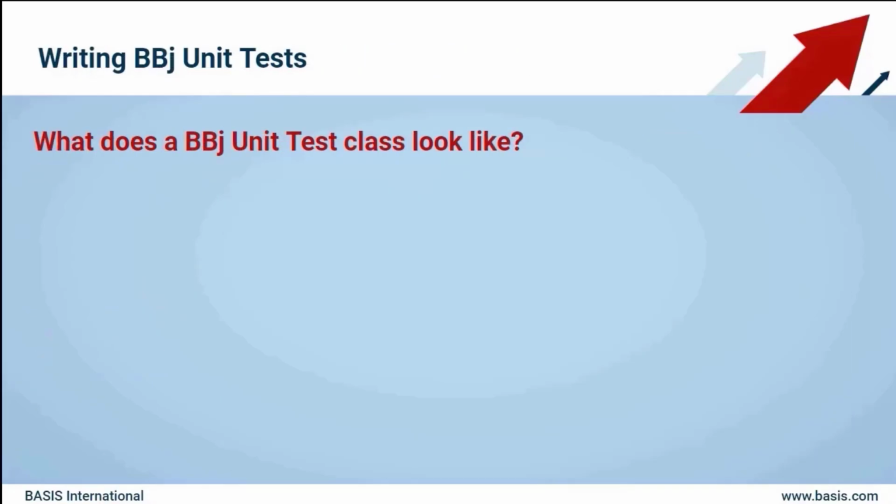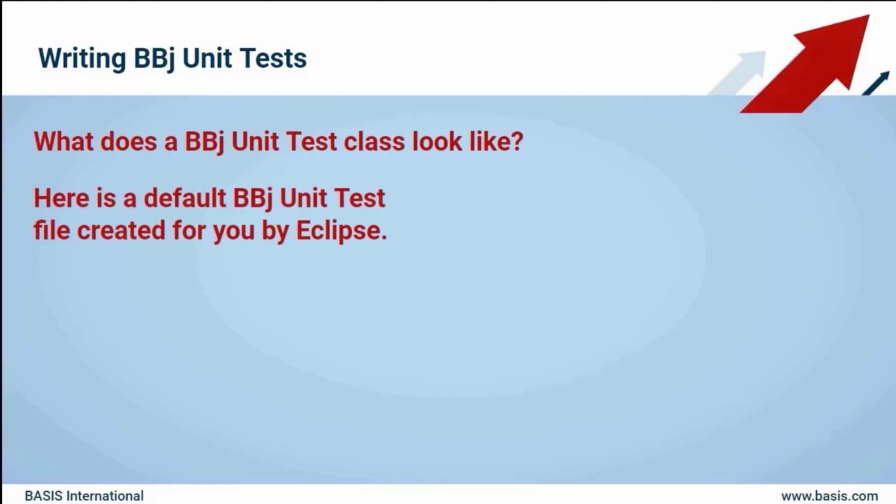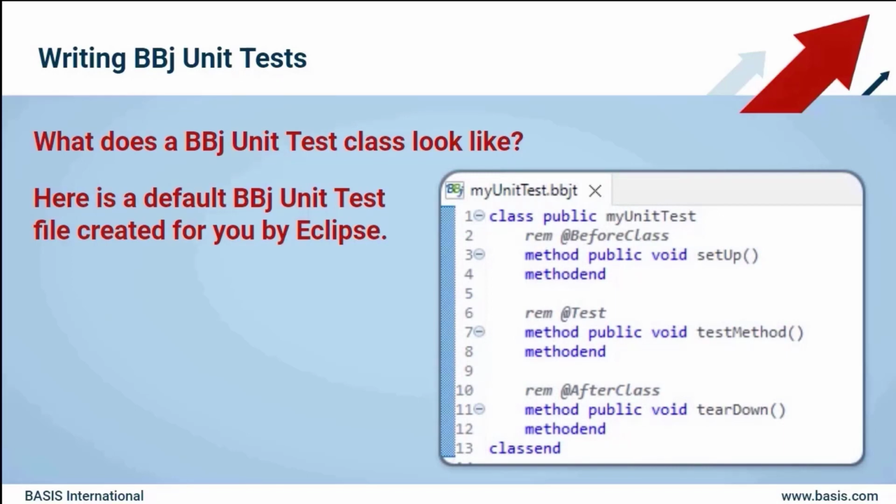So what does a BBJ Unit Test class look like? Well, it's a class that holds unit tests, logically. And here's a default BBJ Unit Test file created for you by Eclipse. When you ask Eclipse and BDT and BBJ Utils to create a unit test file for you, it does so, and it populates it with a default class. In this case, we named it MyUnitTest, and it comes up with a couple of default empty methods that are already in place for you, sort of like stubs, so that you can get up and running pretty quickly.